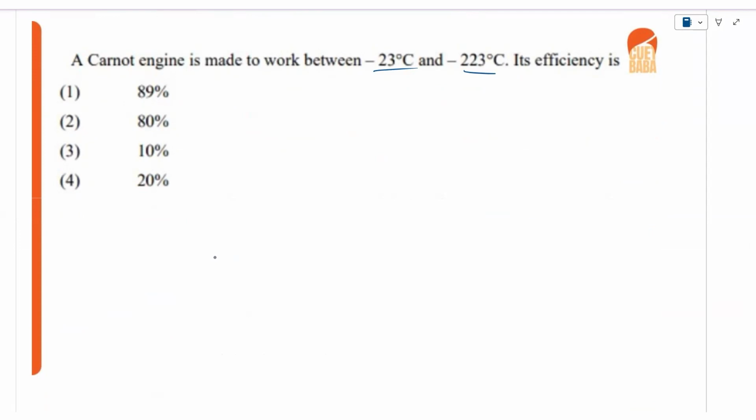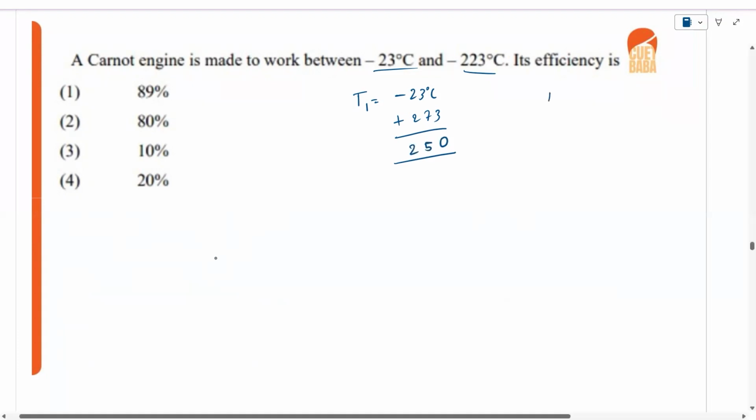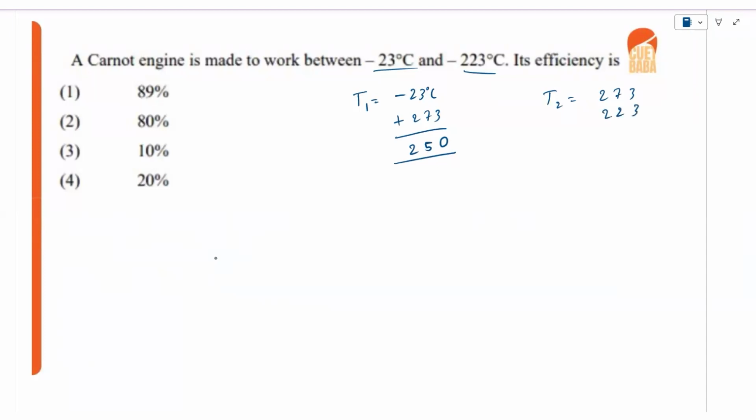So to calculate its efficiency, first we have to convert these temperatures into Kelvin, right? So minus 23 degrees Celsius plus 273, right? When we add it, it will be 250. T2 will be 273 plus these two temperatures added, so it will be 550, right?